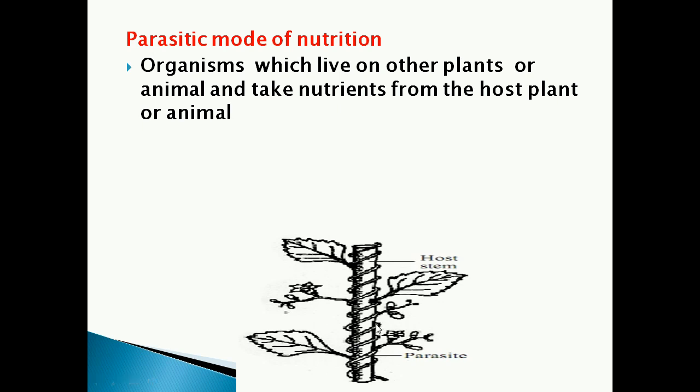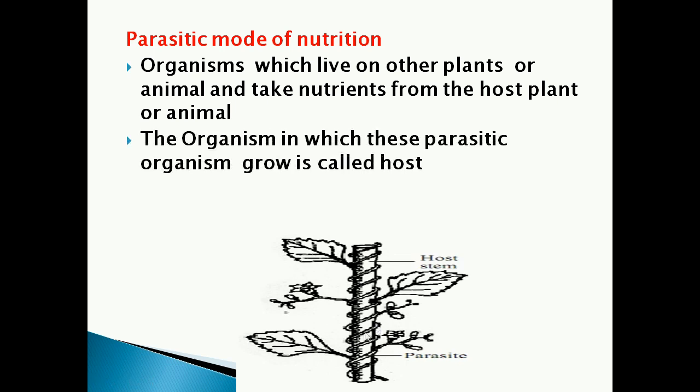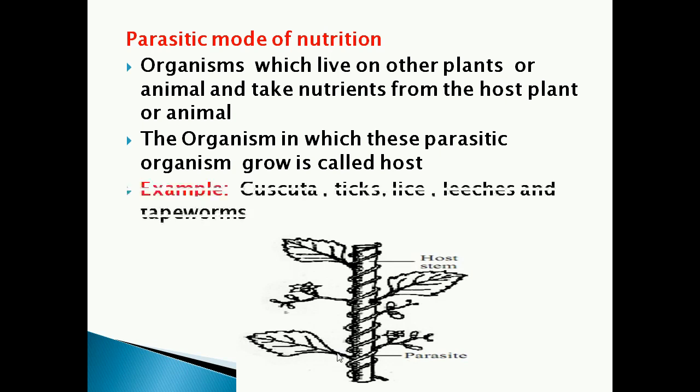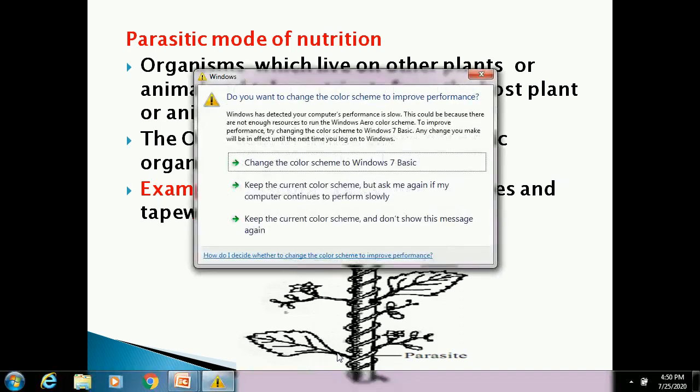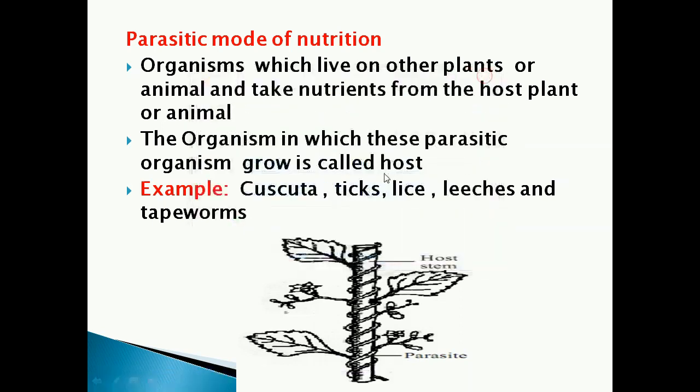Okay, so an example for this organism is called Cuscuta. Okay, here you can see. So these organisms which take nutrients from the host plant are called parasites. Examples for parasites are Cuscuta, ticks, lice, leeches and tapeworms. Okay, so these are some examples for the parasites which take nutrients from the host plant or animal. Understood, children?